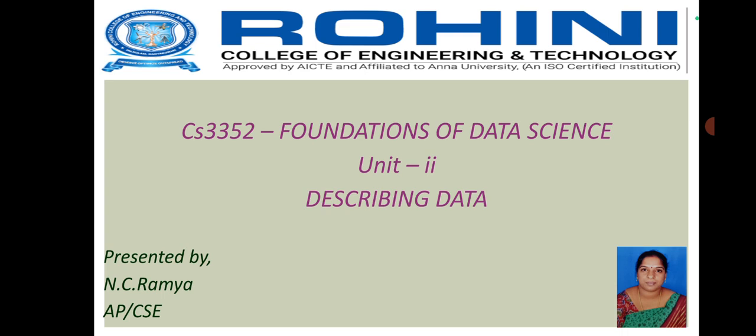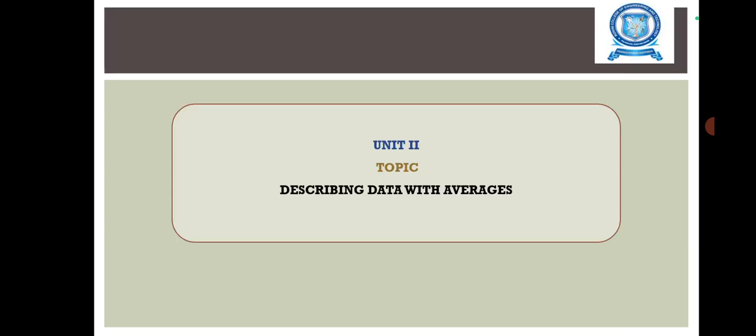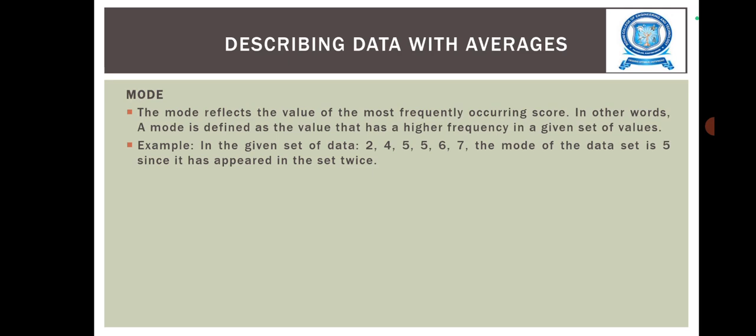Unit 2, topic: Describing Data with Averages. Mode. The mode reflects the value of the most frequently occurring score. In other words, a mode is defined as the value that has a higher frequency in the given set of values. It is the value that appears the greatest number of times.